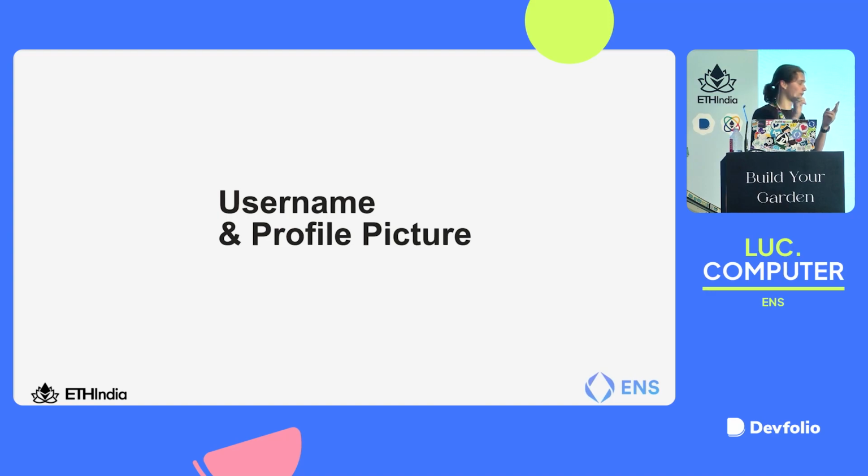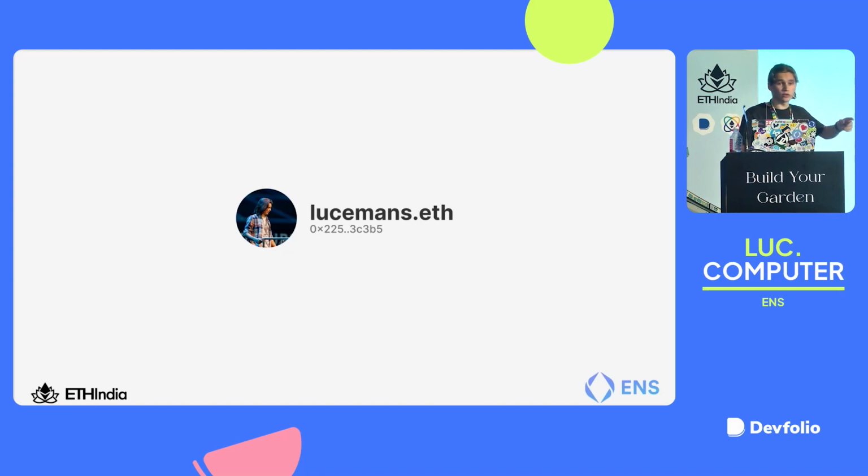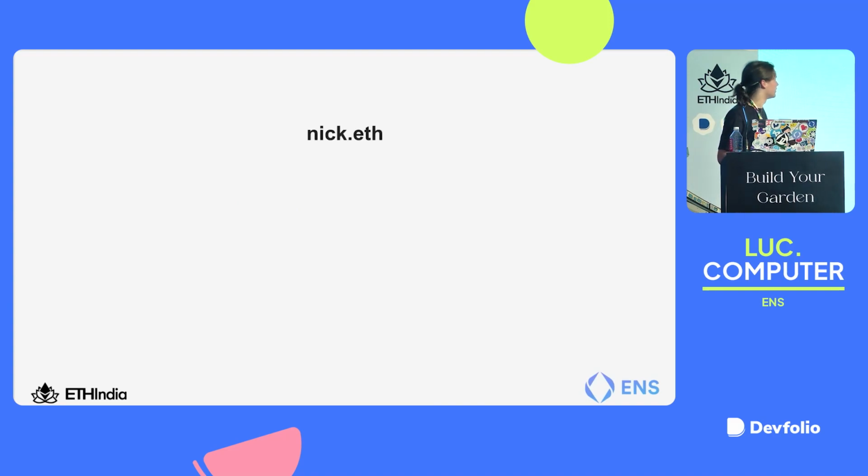We have email, we have your GitHub, your Discord, your whatever other things you'd like to link to it. So this is me, Luismans.eth, or Luc.Computer, or v3x.eth, 0x225F1373, blah, blah, blah, blah, and my profile picture. As you can tell, I do not like saying out loud addresses, so Luc.Computer it is. And this is Nick.eth. I'm going to use him as an example because he has a lot more records set than I do, of a bunch of different records.